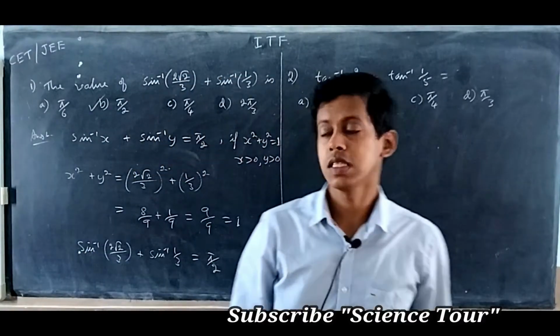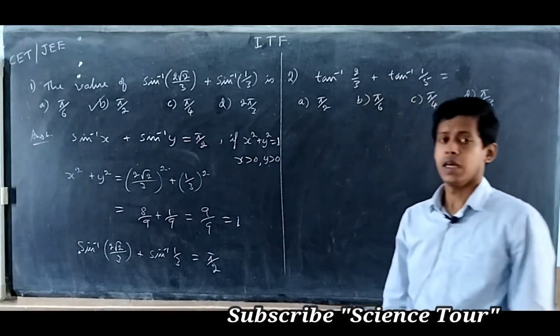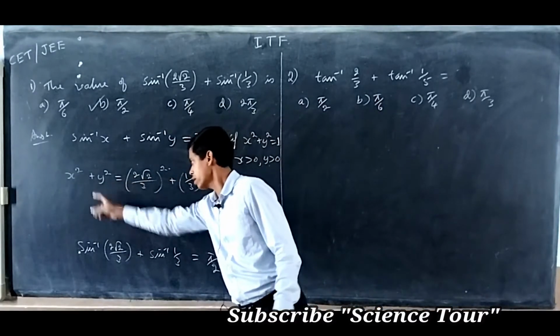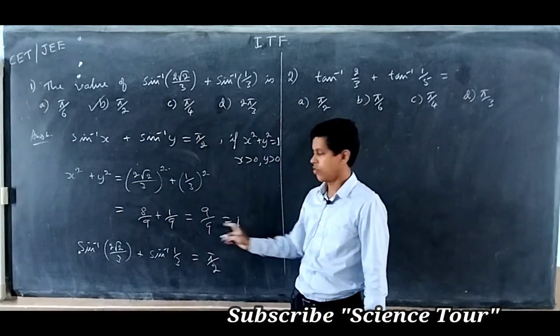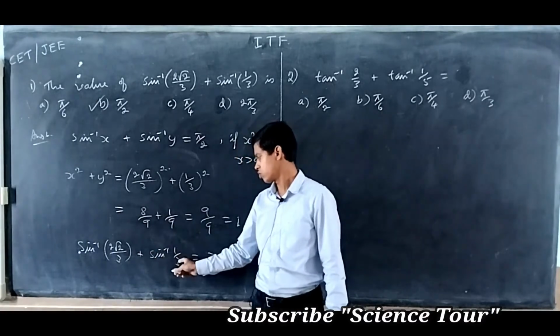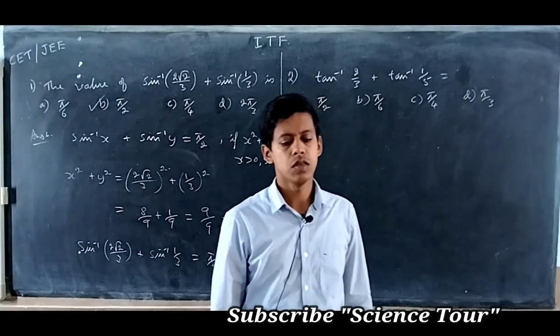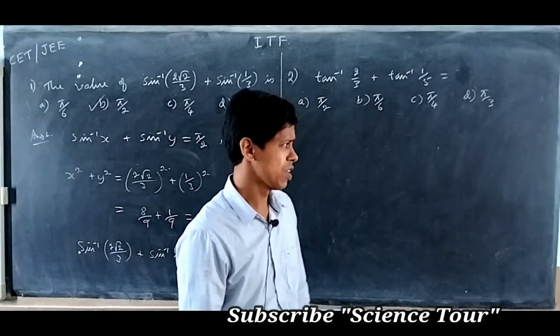So 90 degree is the value, and why it is 90? Because we got x square plus y square is equal to 1. Therefore sine inverse x plus sine inverse y is 90 degree. Well, so that is about the first formula there.